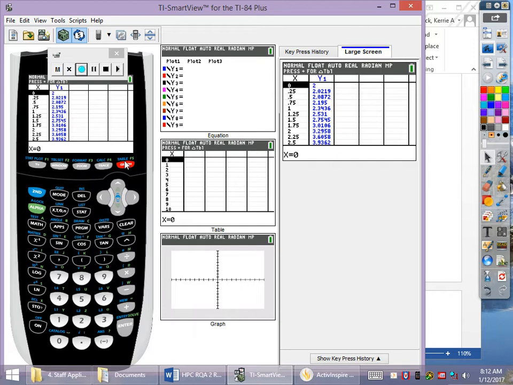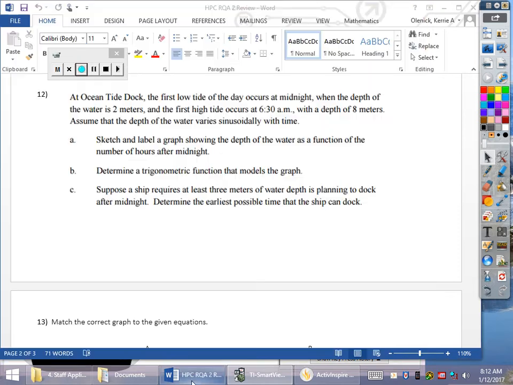Okay, so the boat needs how much water to come to dock? 3 feet. So I'm looking for 3 feet. So 3 feet is at 1.75. What is 1.75 in terms of what time in the morning or evening is that? An hour and 45. So what time is that? 1:45 a.m. That's the answer, 1:45 a.m.